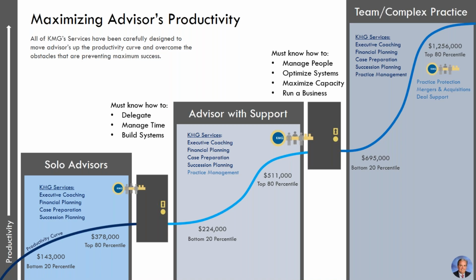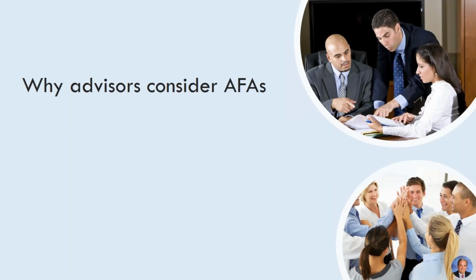So when you look at the productivity, back to the solo advisor, you'll see that on the low end, they're doing 143,000. And you move all the way up to the complex or team practices, you'll see that the top 20% or the 80th percentile, they're doing about 1.2 million in revenue. So along that curve comes complexity, and with complexity comes the potential danger that you could be doing some things wrong. So those are some of the services that we offer, and you can see how they fit into the career path as you build your business. Today, we're really going to focus on managing people, optimizing systems, maximizing capacity, and running the business.